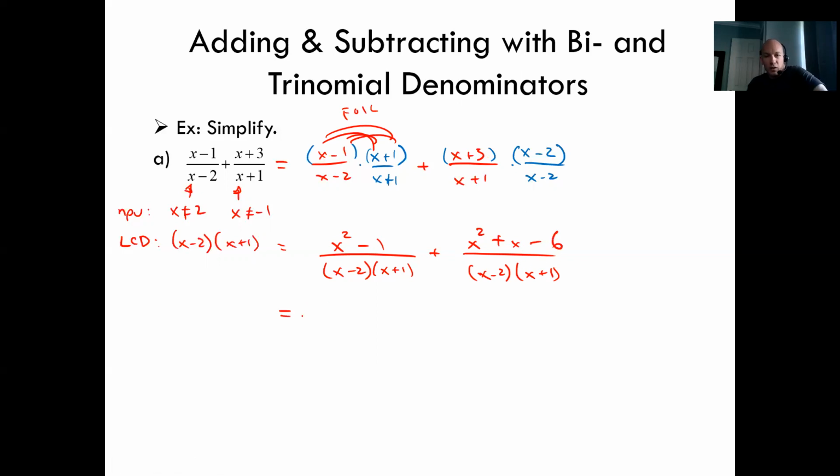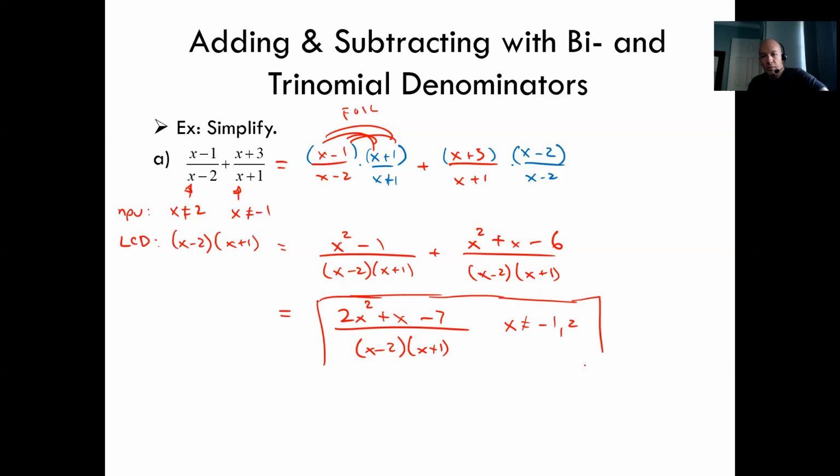Okay, once we're here, we can now combine like terms. We've got an x squared and an x squared. The whole thing's going to be over x minus 2 and x plus 1. And we've got x squared plus x squared, so we're going to have 2x squared. We've got a single plus x over there. We've got a minus 1 here and a minus 6, so it's going to be minus 7. And that's as far as we can go. We do have to write down here -1 and 2 are the values of x for which this simplification would not be correct. And if we do all that, we got it.